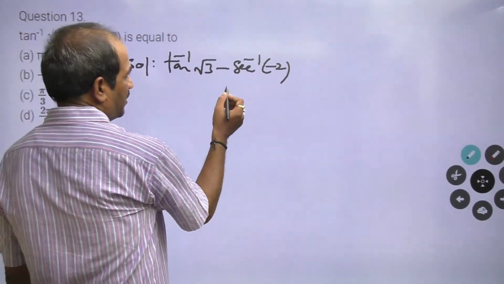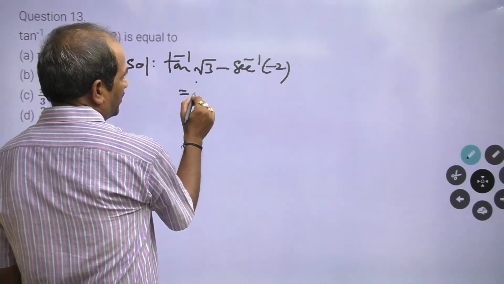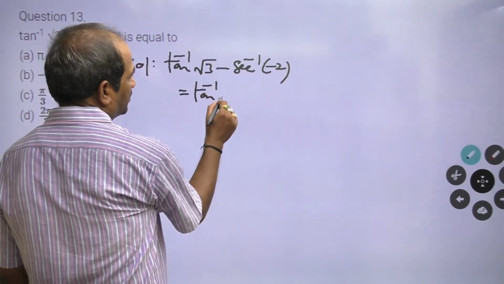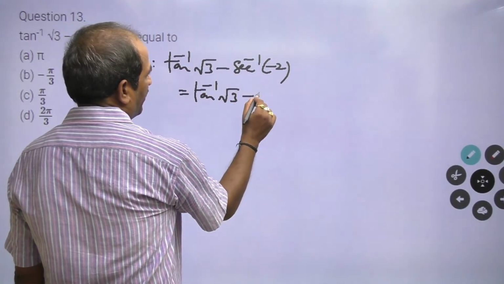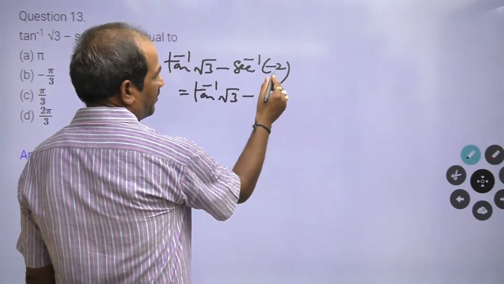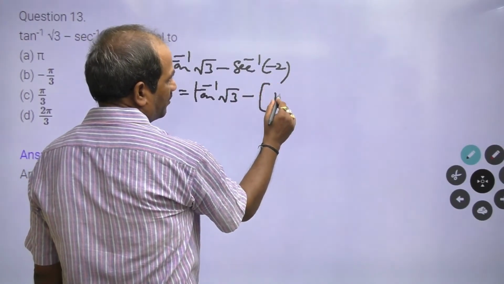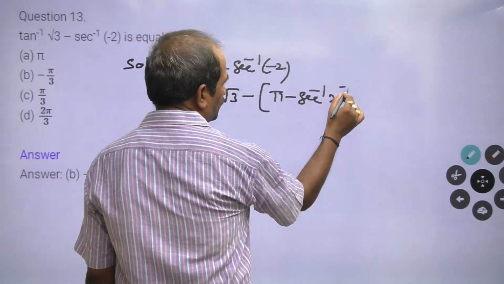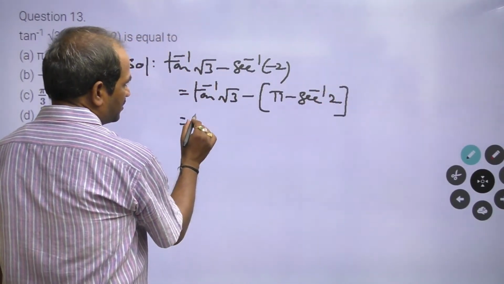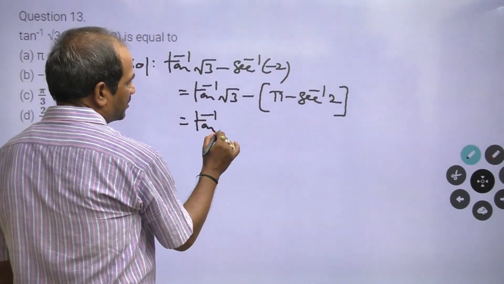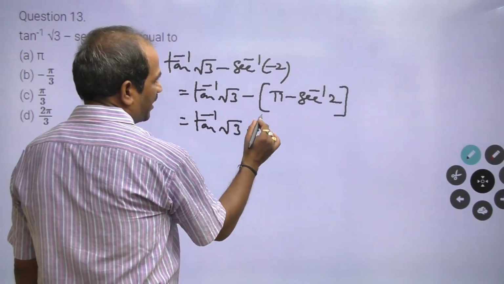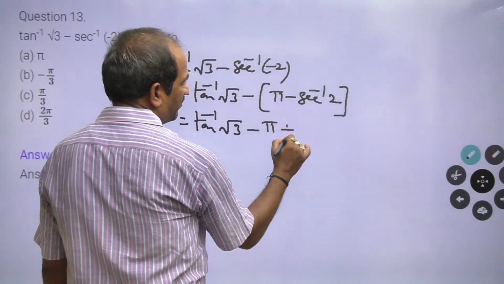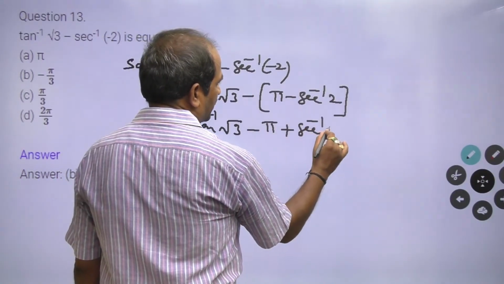So that is equal to tan inverse of √3 minus secant inverse of -2. For secant inverse of -x, the formula is pi minus secant inverse of x, where the x value is 2. So that is tan inverse of √3 minus, multiplying the minus, minus pi plus secant inverse of 2.